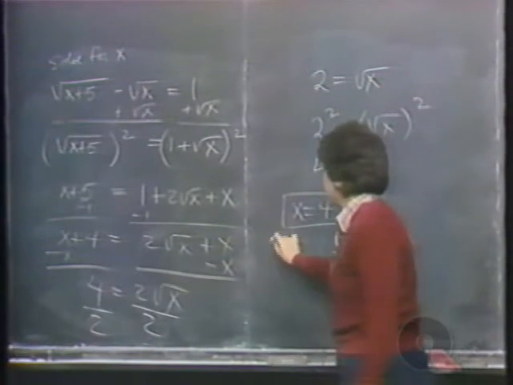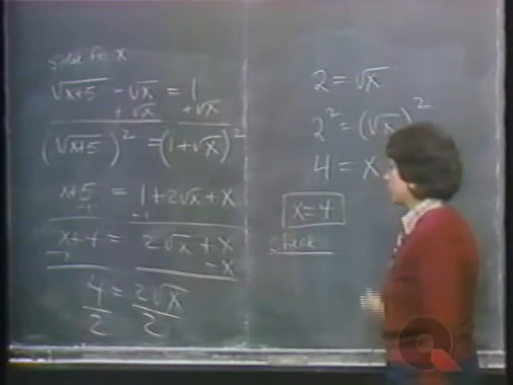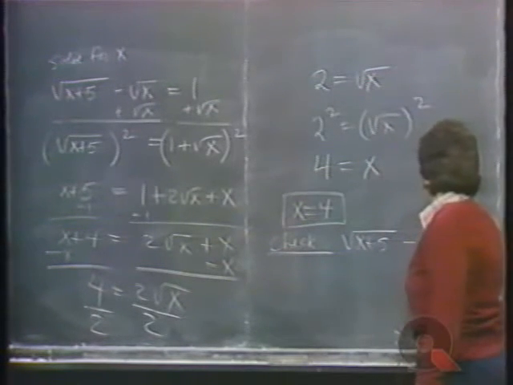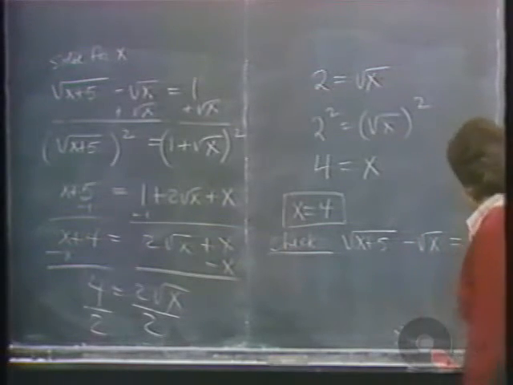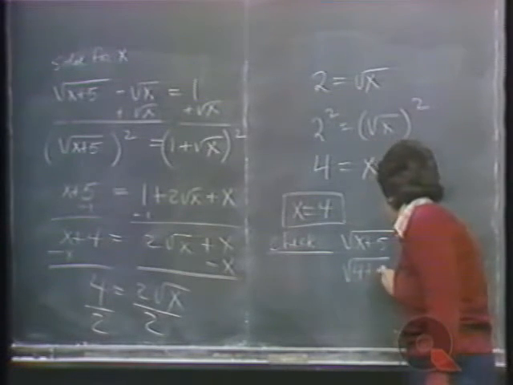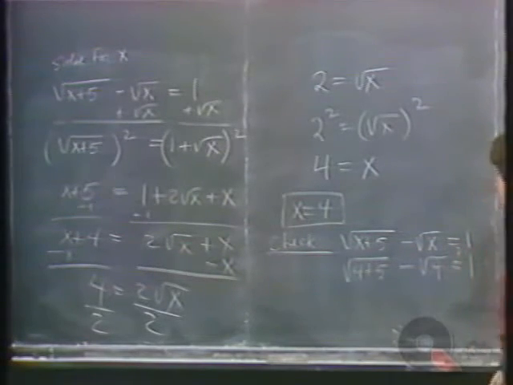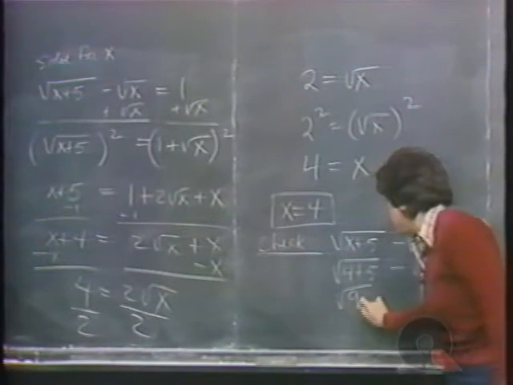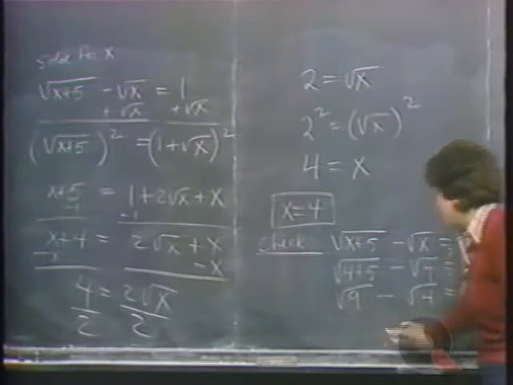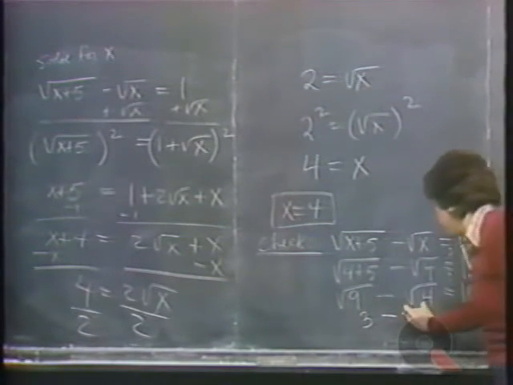And we're going to check to see if it is a solution to the original equation. The original equation, remember, is the square root of x plus 5 minus the square root of x equals 1. So substituting in x equals 4, we get the square root of 4 plus 5 minus the square root of 4 should be equal to 1. The square root of 9 minus the square root of 4 should be equal to 1. But the positive square root of 9 is just 3. Take away the positive square root of 4, which is 2.